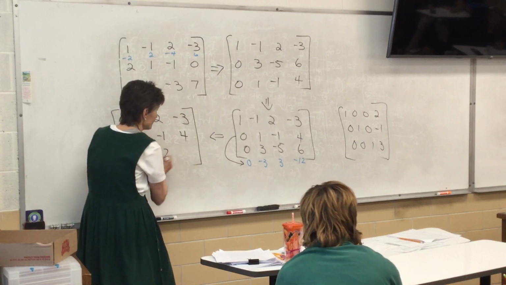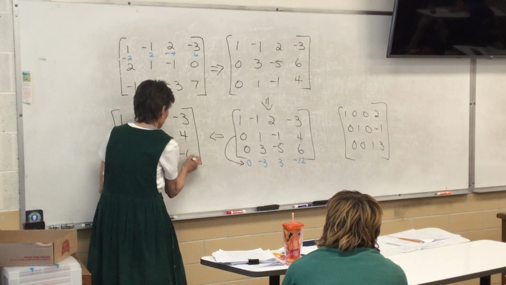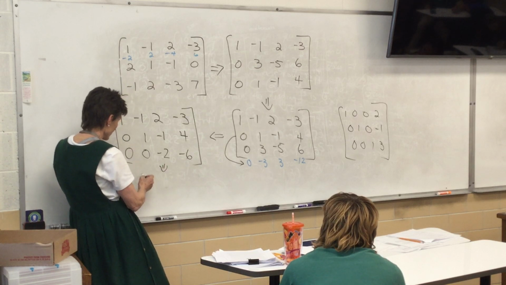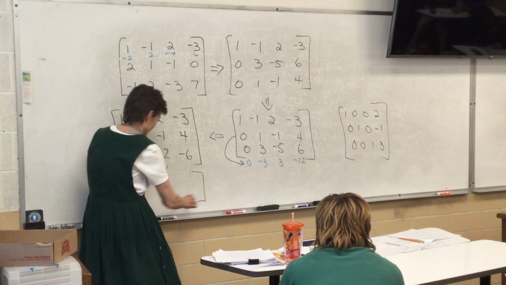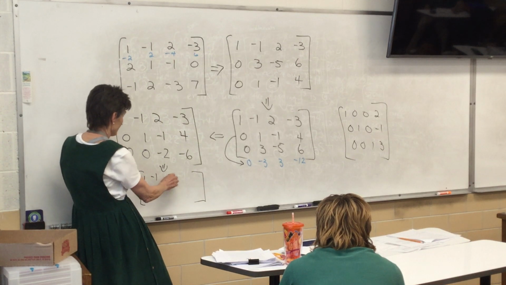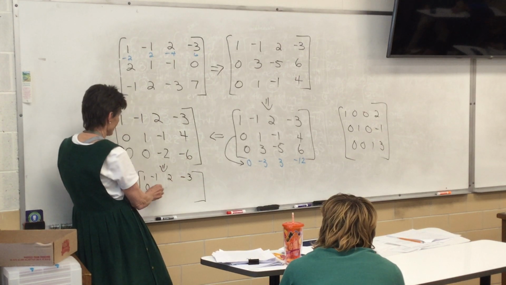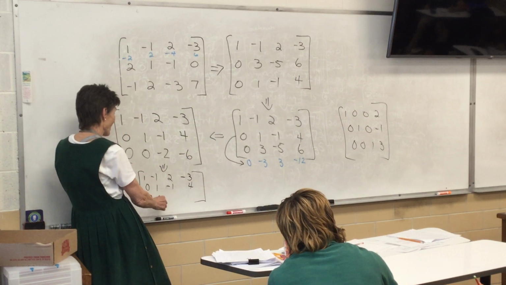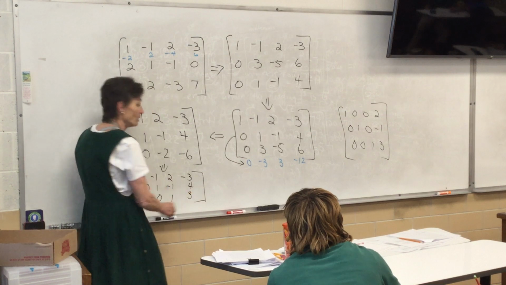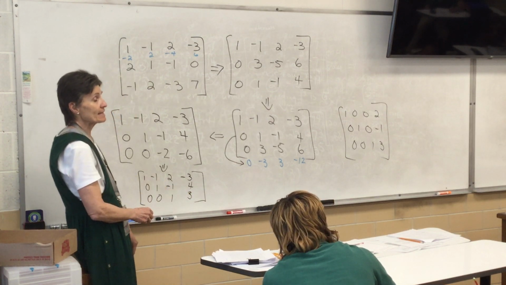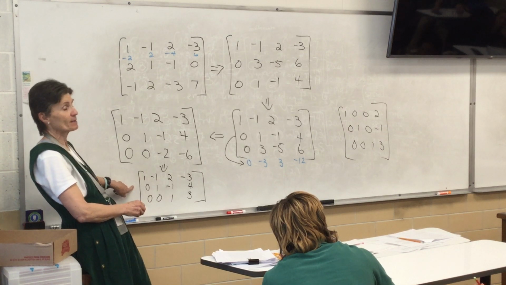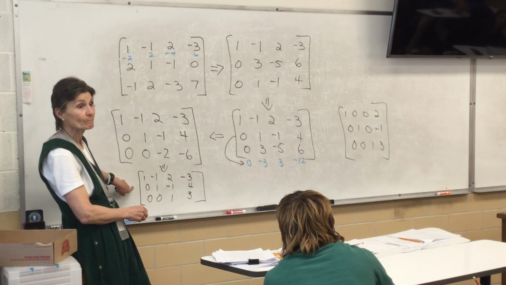And I have a -2 and a -6. Oh shoot, I thought I was done. Have to squeeze one in here. So 1, negative 1, 2, negative 3 is my top row, 0, 1, negative 1, 4. And this row has got to be divided by a negative 2, because if you're using Gaussian elimination, your last matrix has to be in echelon form. Right? And now it is.